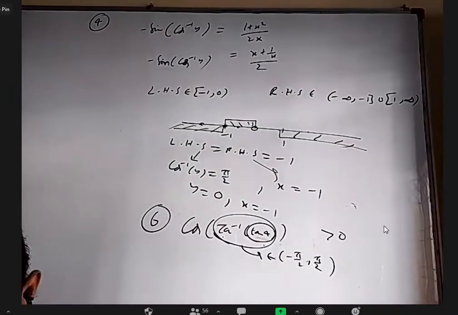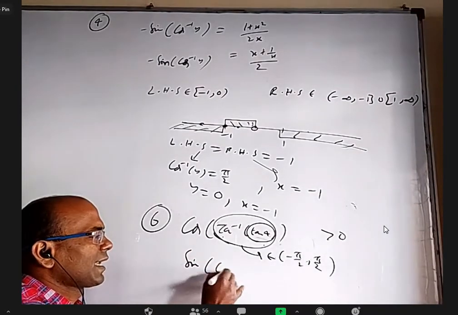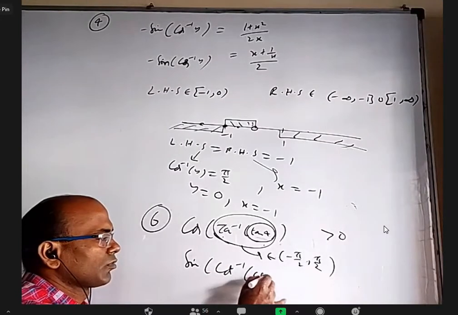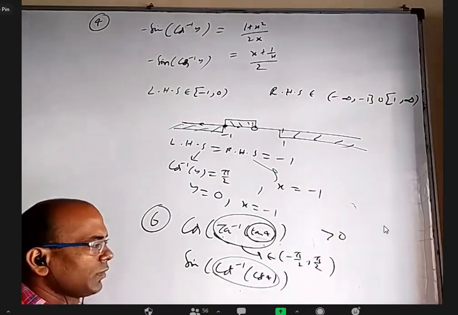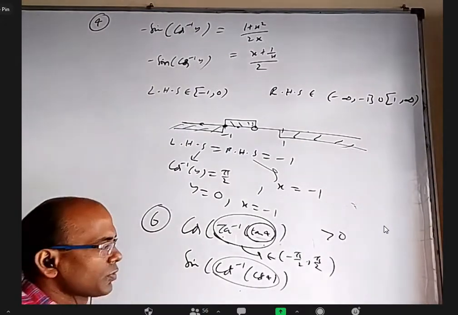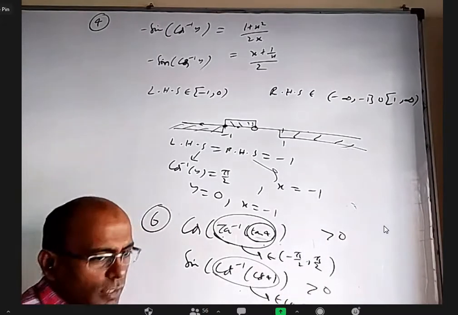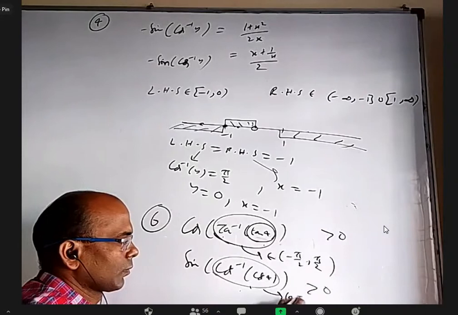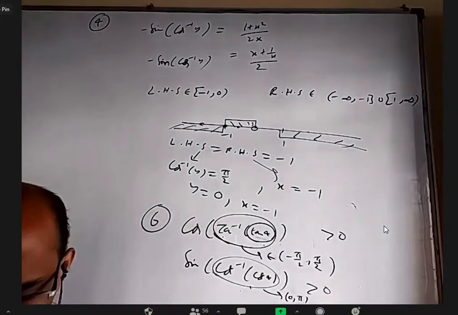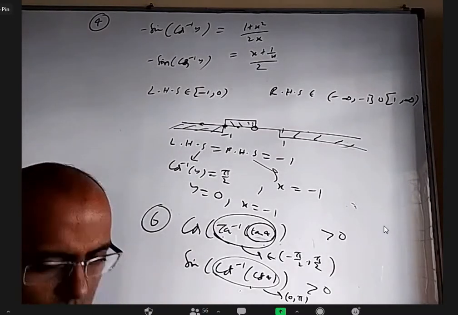Done. Option B is also like that only. Cot inverse cot 4: sine of cot inverse cot 4 is always between 0 to pi, and sine between 0 to pi is positive. So this one belongs to 0 to pi, and that's why this is also greater than 0. For C and D, we don't have to find the exact value. We only have to know which quadrant it is. That's all.